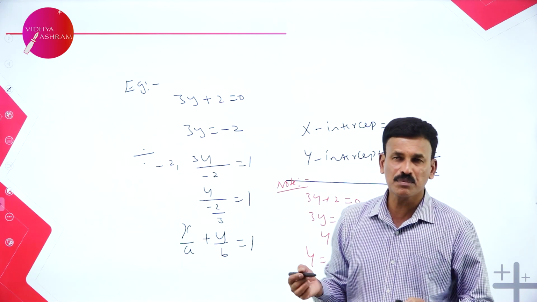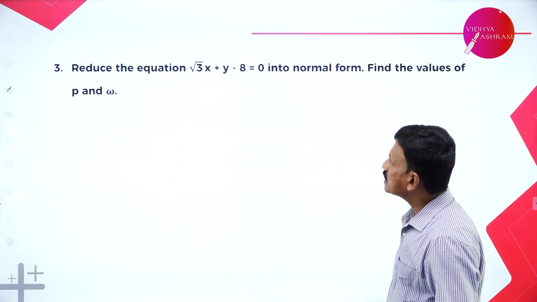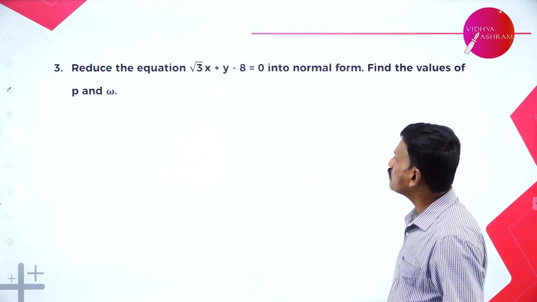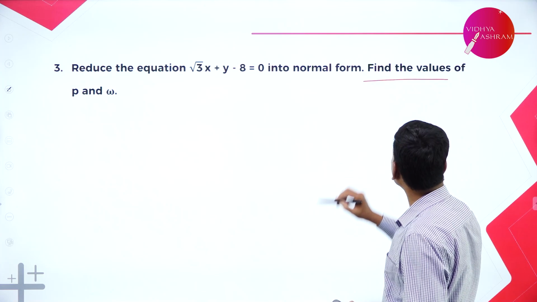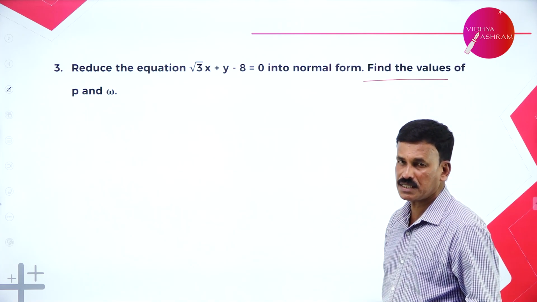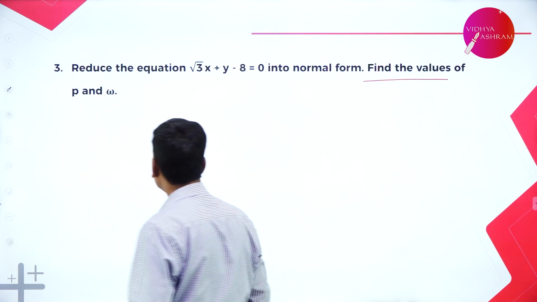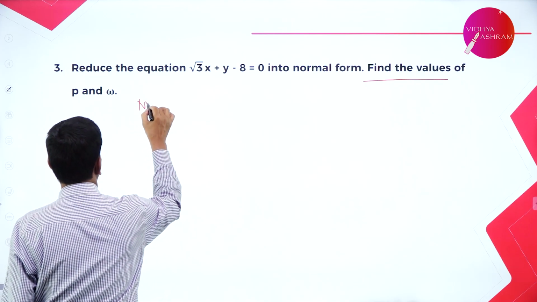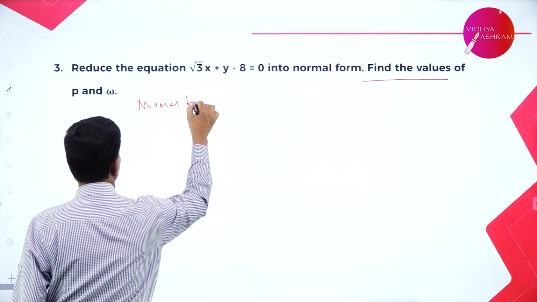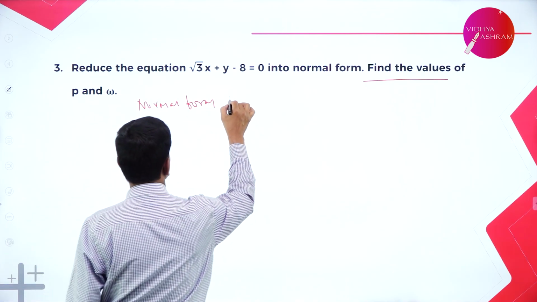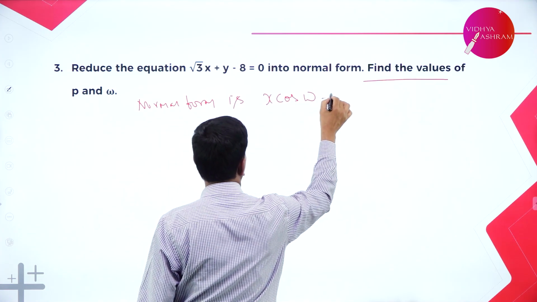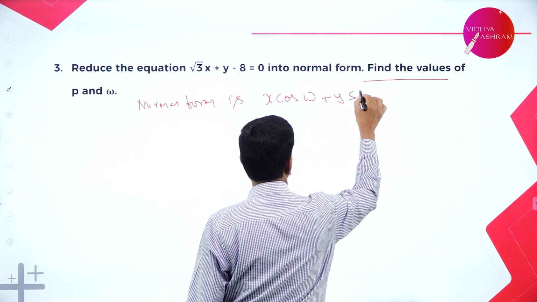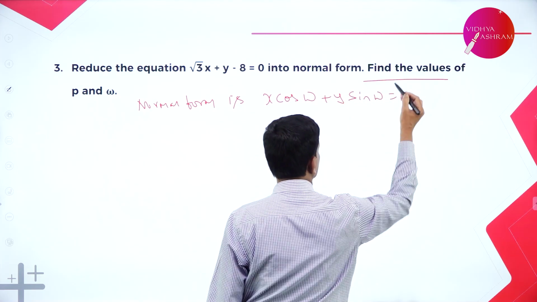Now move on to the next type of problem, that is, reduce the equation root 3x plus y minus 8 is equal to 0 into normal form, find the values of p and omega. Now, do you know what the normal form of a line is? Normal form is x into cos omega plus y into sine omega is equal to p.